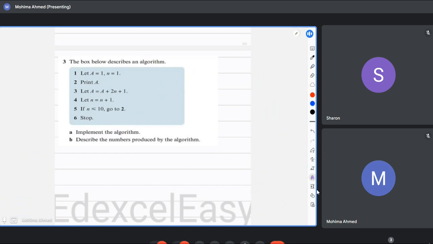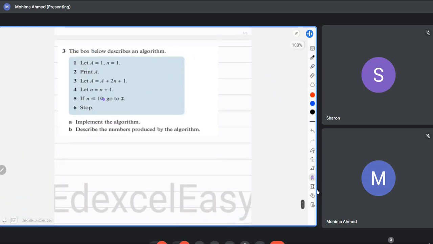And then it says let A, this time, be A multiplied by A, added with 2N plus 1. And then again, you're going to change the value for N, which is going to be N plus 1. And this will continue as long as the value for N is less than or equal to 10. Okay. So exactly how would this entire thing work in your compiler? What this indicates is it will continue to go back every time.